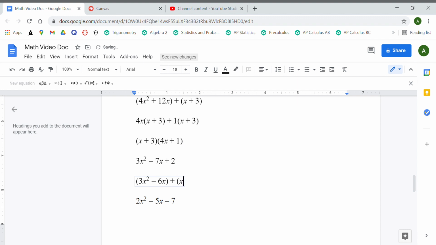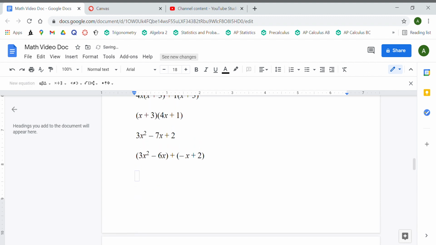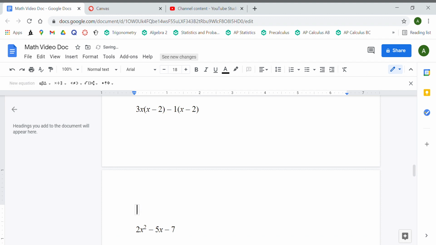Plus negative x plus 2. Alright, now just take the greatest common factor of each. And then it's going to be 3x(x minus 2) minus 1(x minus 2). One thing you need to know is that these two must match. If you don't get a match, then chances are you got a polynomial that is not factorable. So we take that match and then take the rest of the stuff in. Alright?